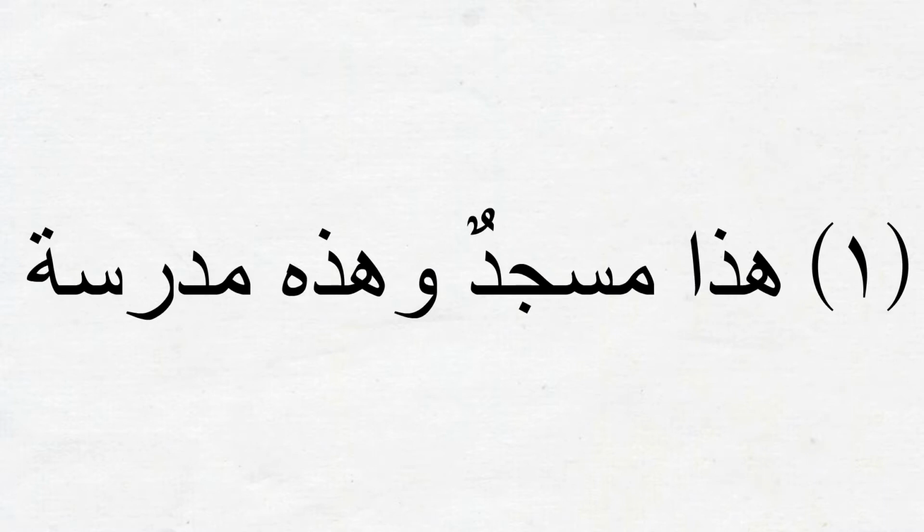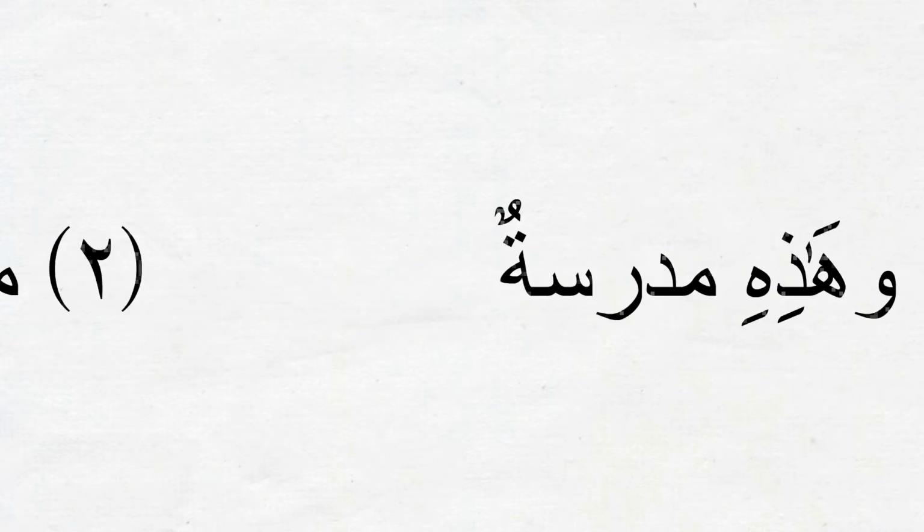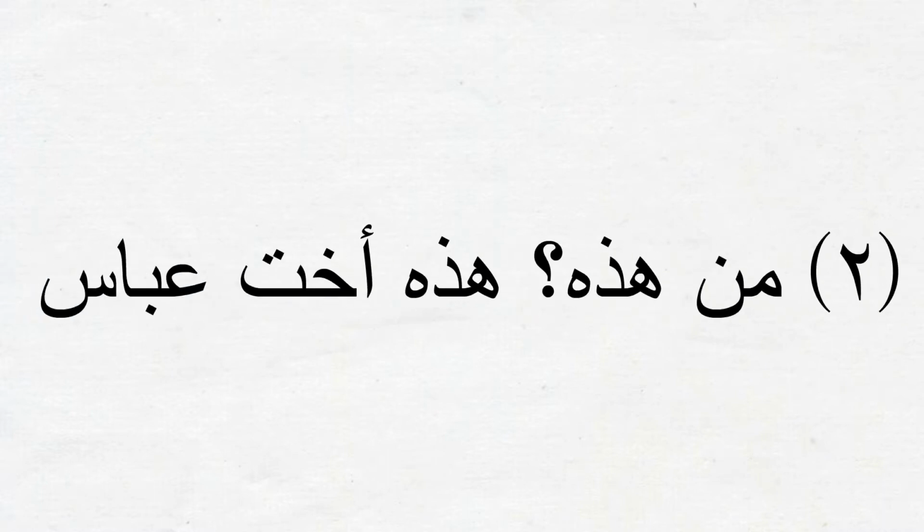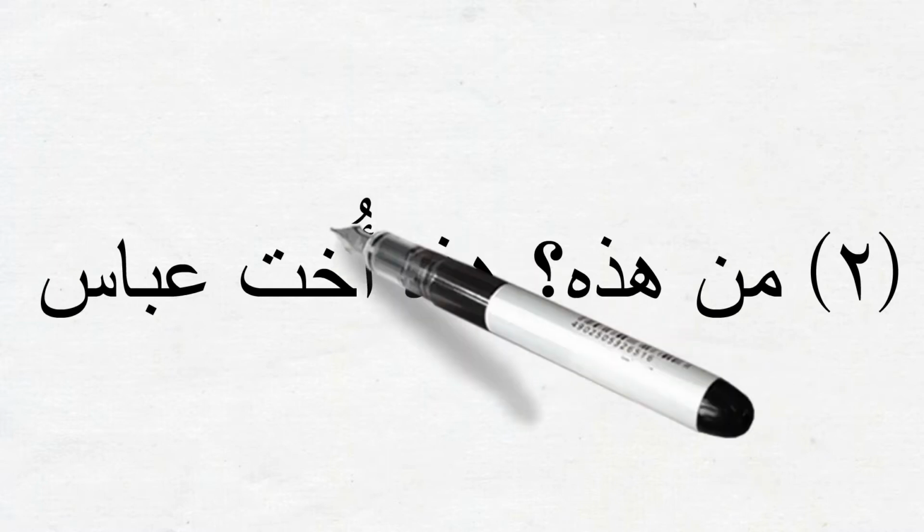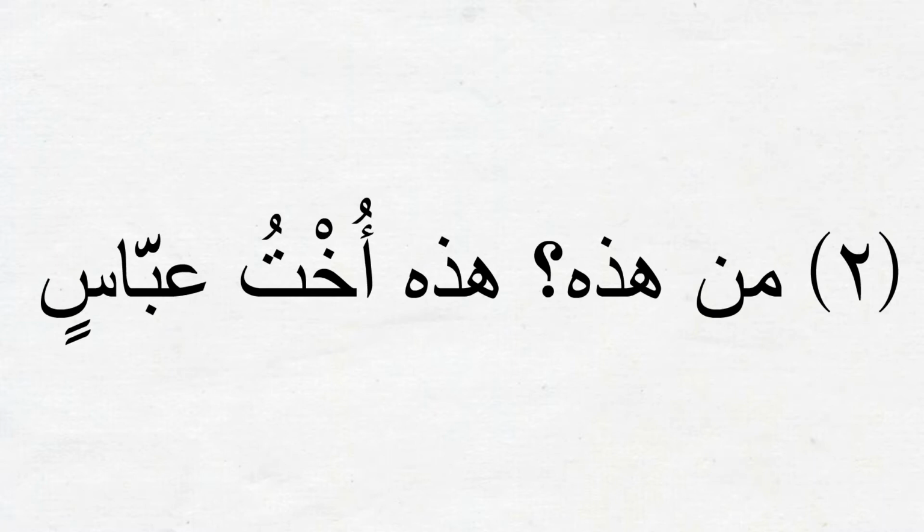هذا مسجد وهذه مدرسة. This is a masjid and this is a school. These are two simple ismiya sentences connected by حرف عطف و. The second one. من هذه؟ هذه أخت عباس. Who is this? This is the sister of Abbas.